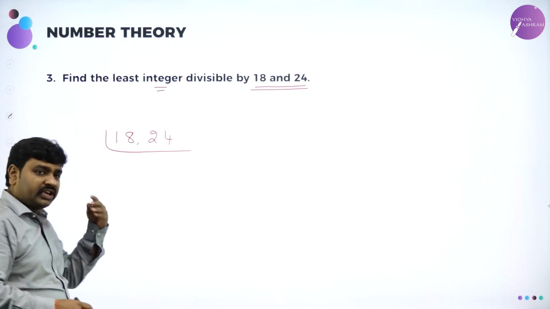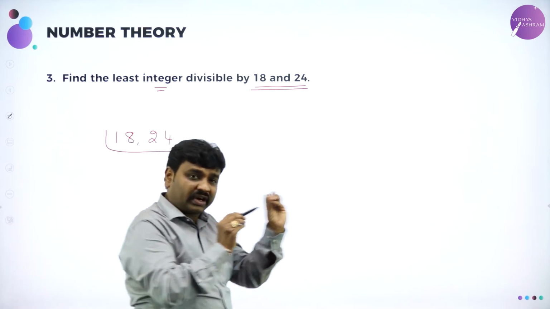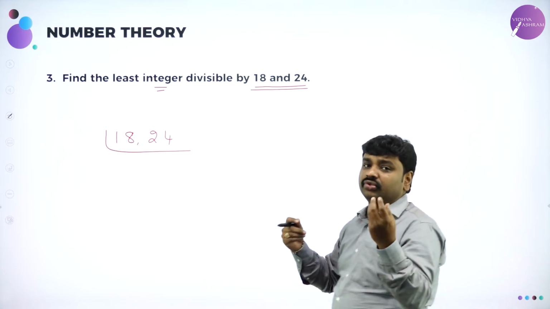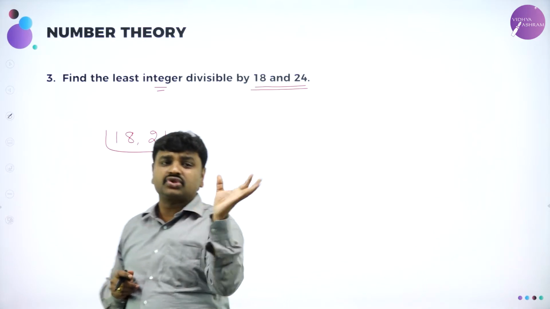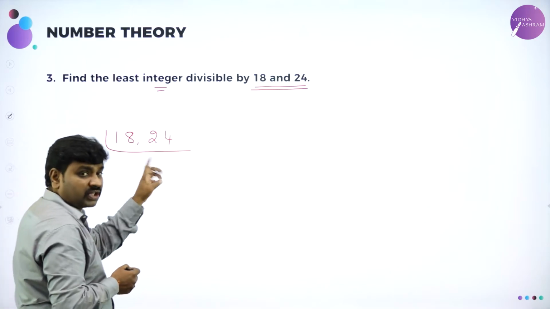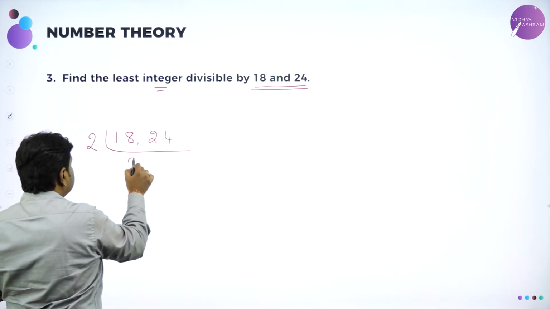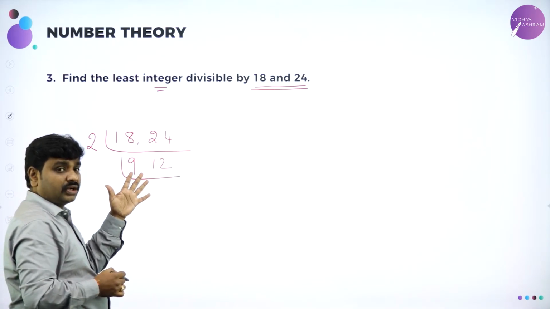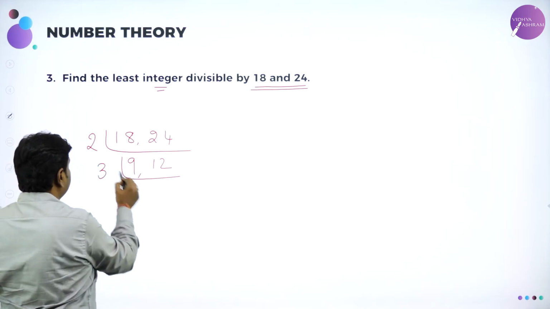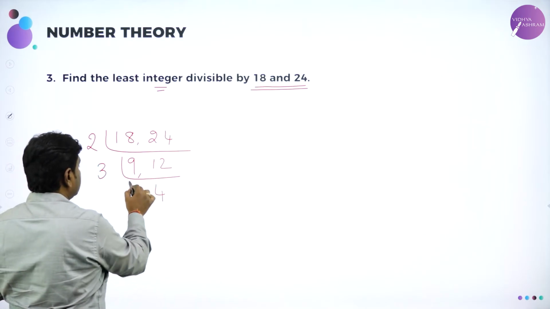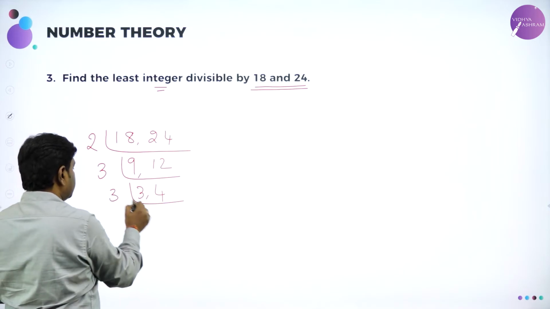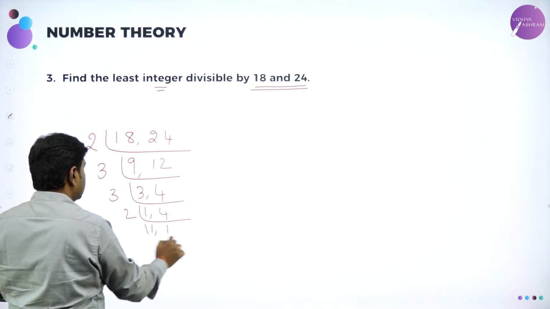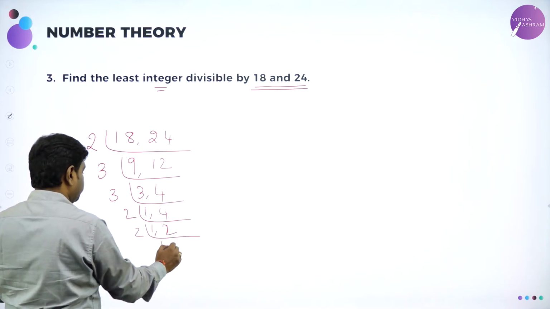So now find LCM. To find LCM, there is no rule that you have to use the factorization method or division method. If they specify factorization method or division method, you have to use that method. If they don't specify, better always go by the division method. 18 and 24 both are divisible by 2. I'll start with 2. 2 9s are 18, 2 12s are 24. Now 9 and 12 both are not divisible by 2. So both are divisible by 3. I'll go with 3. 3 3s are 9, 3 4s are 12. Now 3 and 4, 3 is divisible by 3, 3 1s are 3, and 4 is not divisible, take it and take with 2, 2 2s are 4, 2 1s are 2.